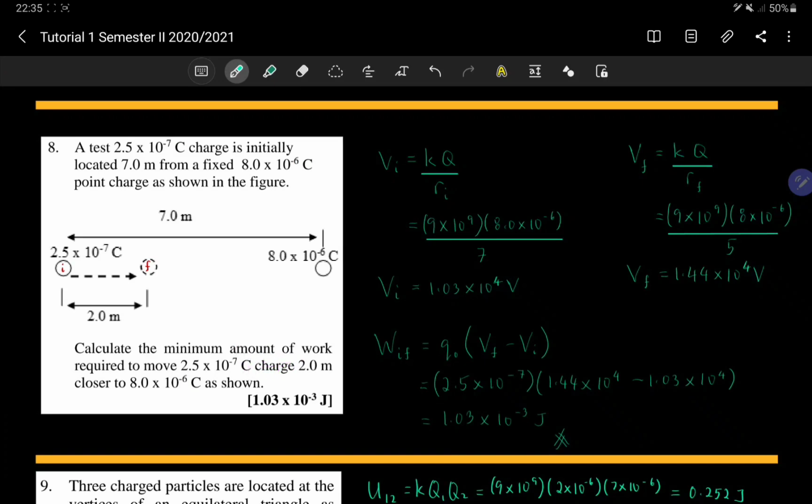Alright, so as we know, work equals Q naught delta V, or work from initial to final equals the test charge Q naught multiplied by V final minus V initial.